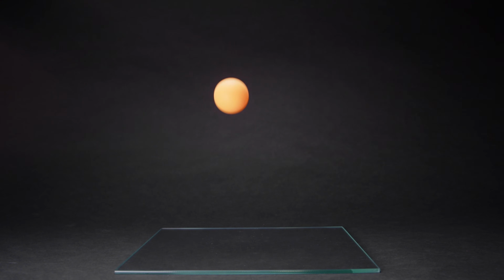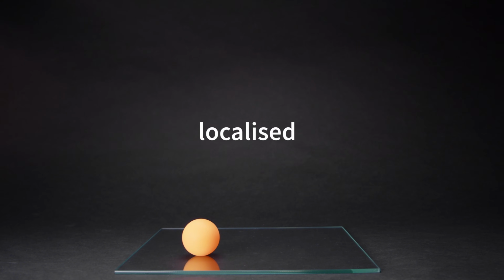Here is a ping pong ball. Whether it's at rest or in motion, we can always precisely point to where the ball is over time, so we can clearly define its trajectory. We say that it is localized in space.